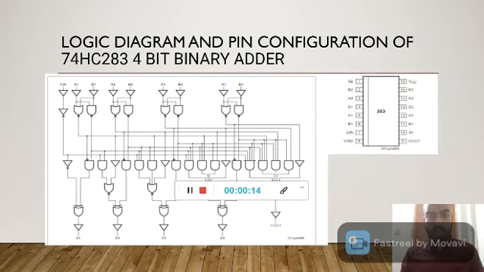My previous member has already explained the schematic diagram and operation of the circuit. Now I will explain the logic diagram and pin configuration of the 74HC283 4-bit binary adder. The 74HC283 is a high-speed Si-gate CMOS device and is compatible with low-power Schottky TTL. The 74HC283 is specified in compliance with JEDEC standard no. 7A.